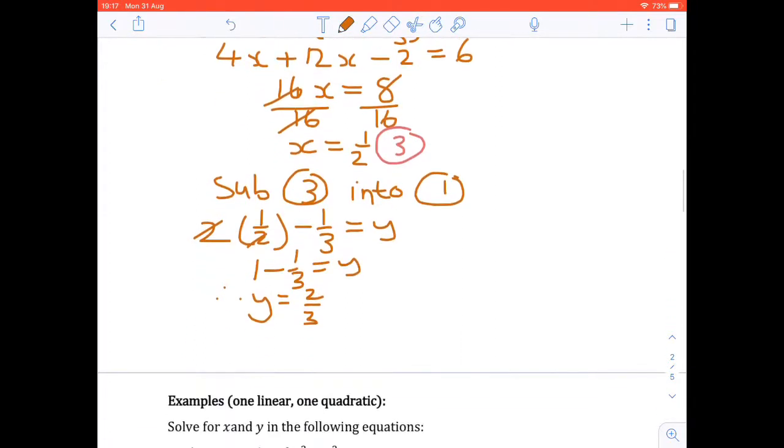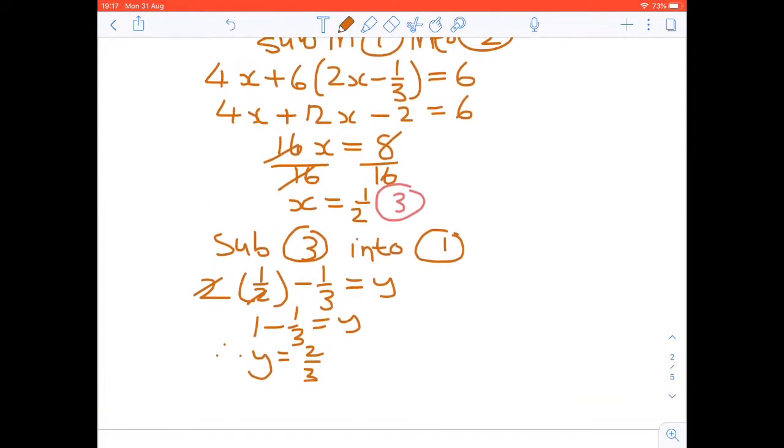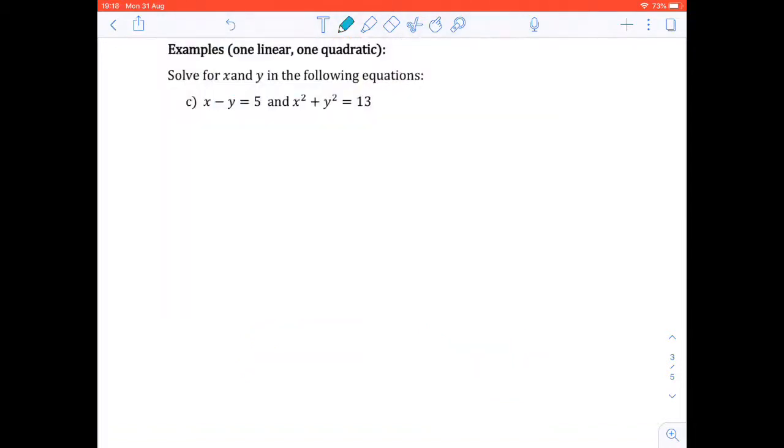So the coordinate value of where these two graphs intersect is a half and 2 over 3. The x and the y coordinate. X, y. You don't have to put in x and y, I'm just doing that to show you. Okay, so those are when the two equations are linear. Let's move on to examples where the one is linear and the one is quadratic.